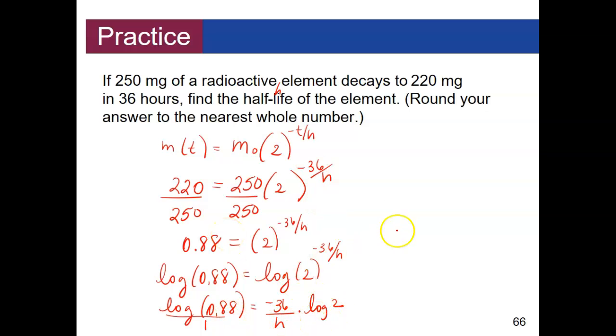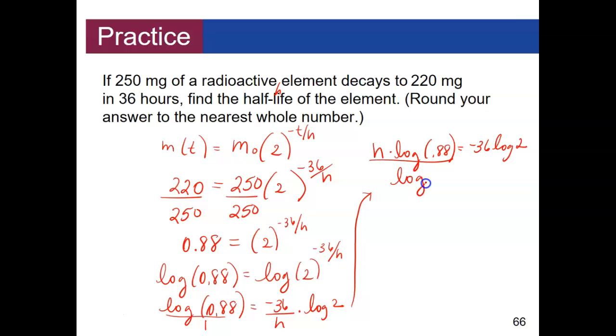So when I cross multiply, I'm going to have h times the log of 0.88, and that's going to be equal to negative 36 times the log of 2. We want to get h by itself, so I'm going to divide both sides by the log of 0.88. So h is going to be 195.2. And since we're asked to round this to our nearest whole number, we're going to give it as 195, in this case, hours, because that's what our time is measured in terms of.